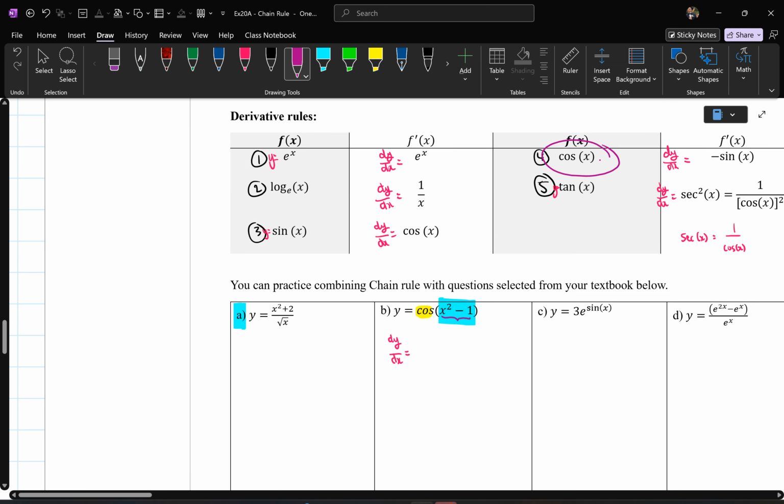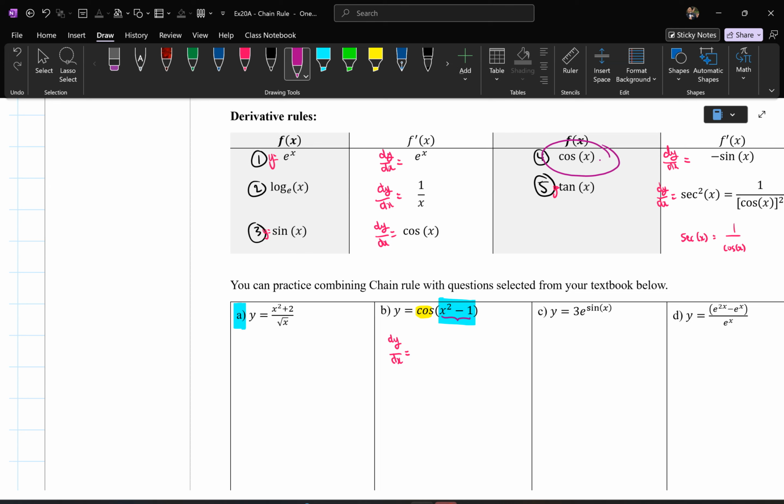Because that and this one look so similar, don't they? These two look almost the same. The only difference between the two is one is x, which is linear. This one's x squared minus 1. See that? They both start with a cos. They don't both start with an x squared. They both start with a cos. So this is the rule that we're going to use.